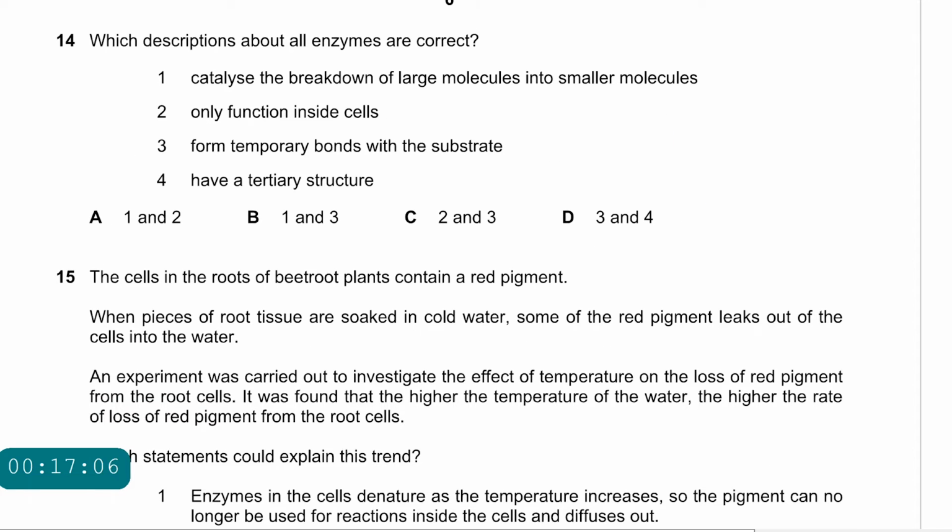Question 14. Which descriptions about enzymes are correct? Number 1, catalyze the breakdown of large molecules into smaller molecules. Okay, this is correct, however, not for all enzymes, because some enzymes carry out anabolic functions and catabolic functions. Catabolic is breaking down molecules into smaller ones, and anabolic is building molecules from smaller ones. So this is incorrect.